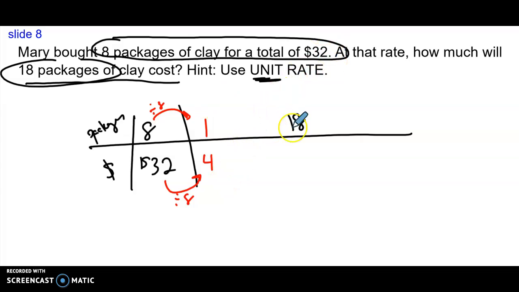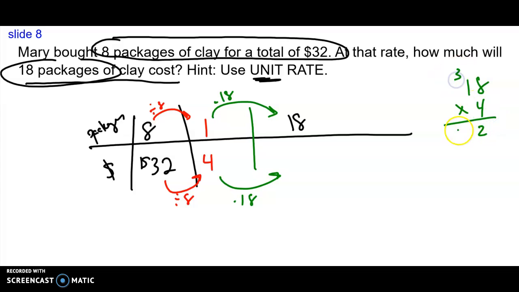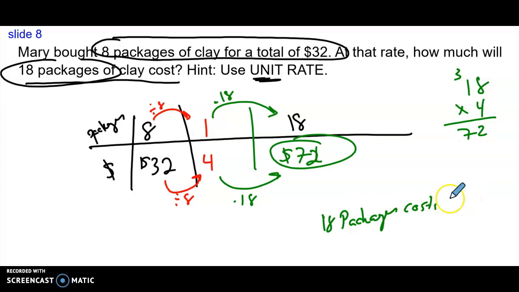Well, if 1 package costs $4, how are you going to figure out how much 18 packages cost? What are you going to do to 1 to get 18? Right, you're going to multiply by 18. So what are you going to do to 4? Same thing, multiply by 18. So 4 times 18, let's do it in your calculator, gives you 72. So 18 packages is going to cost me $72. So how much will 18 packages of clay cost? 18 packages costs $72.